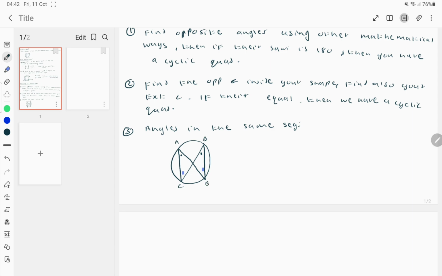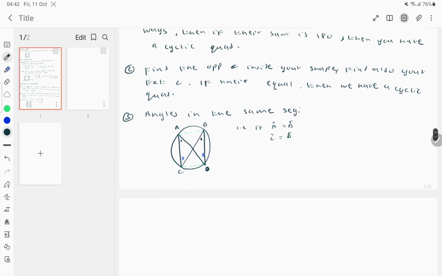Why? Because of angles in the same segment, if we join here, can you see we're going to have a four-sided shape where all four corners touch the circumference. So if A equals B because of angles in the same segment, or C equals D, then we have a cyclic quad.